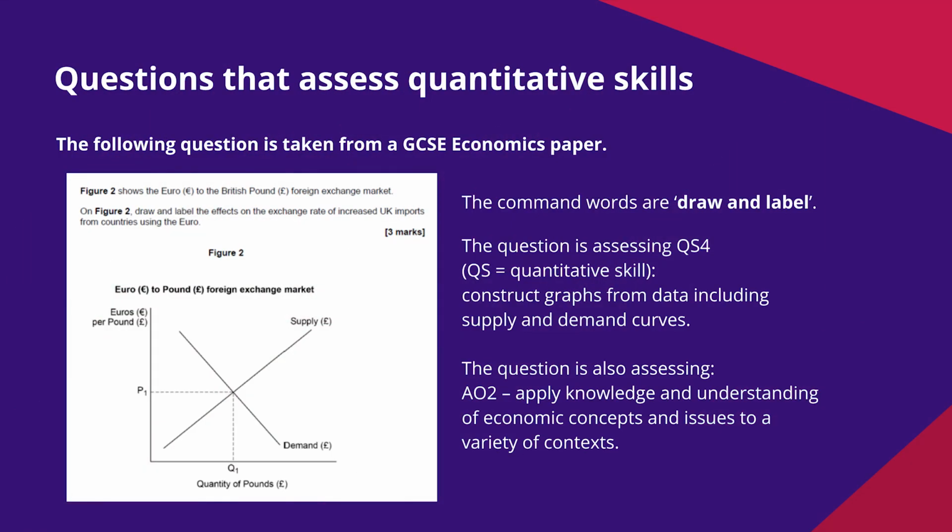Okay, on this slide, I'm showing an example of a question from a GCSE economics paper that assesses quantitative skills. As you can see, the command words are draw and label. The question is assessing quantitative skill 4, QS4, and that quantitative skill is construct graphs from data, including supply and demand curves, which clearly this is relevant to. The question is also assessing AO2, apply knowledge and understanding of economic concepts and issues to a variety of contexts.